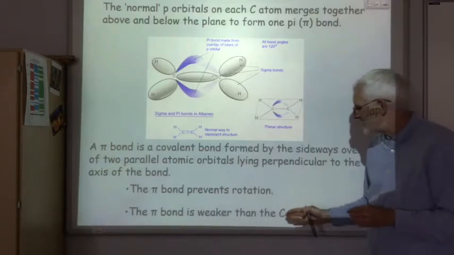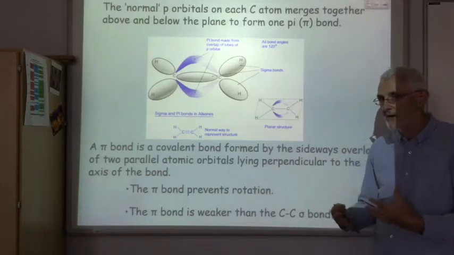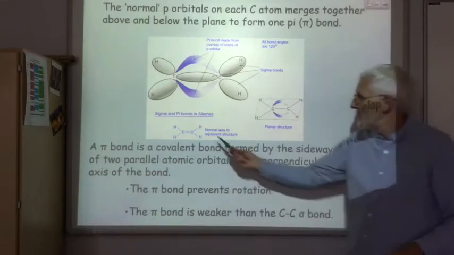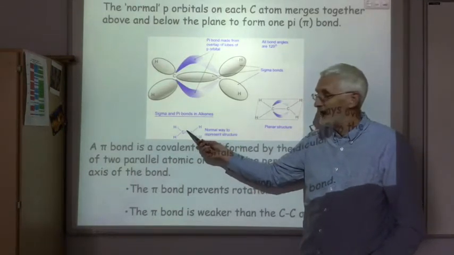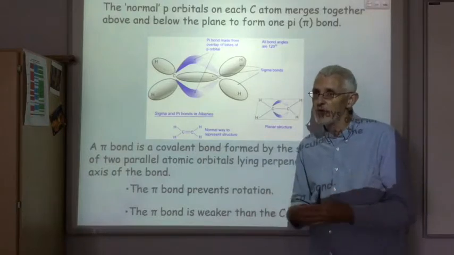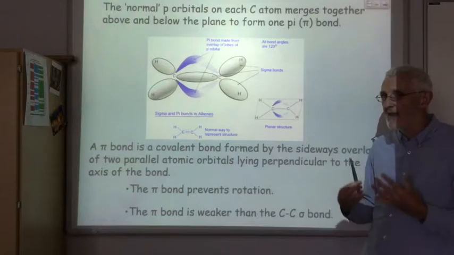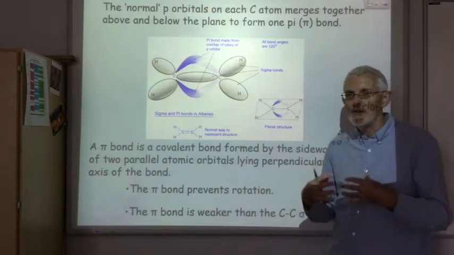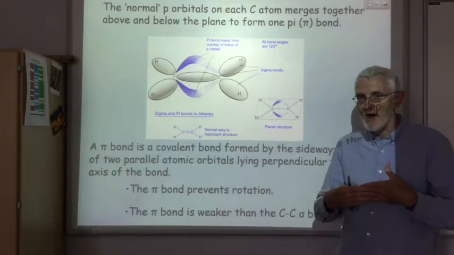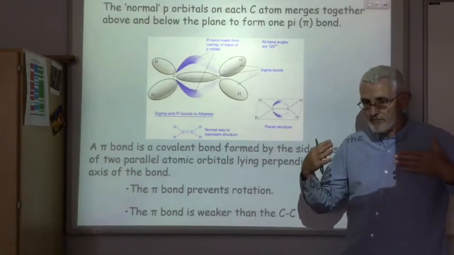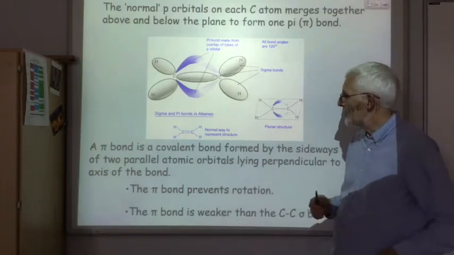And the carbon-carbon pi bond is weaker than the carbon-carbon sigma bond. When we draw it in this normal format, the 2 bonds look identical, but in fact they're not. The sigma bond is stronger than the pi bond because the degree of overlap is more. That end-on overlap gives you more overlap than just the sideways, so it's a stronger bond.